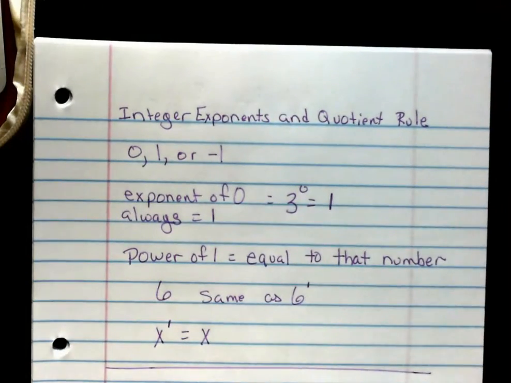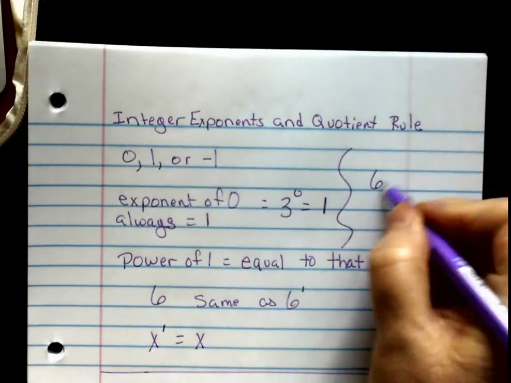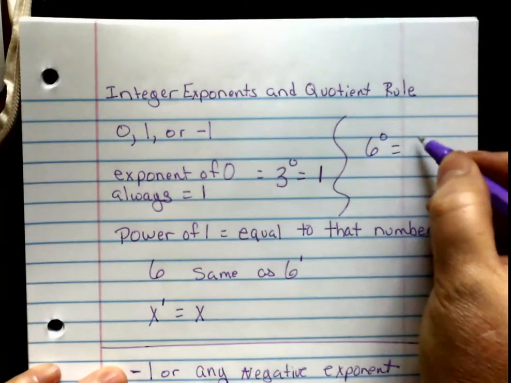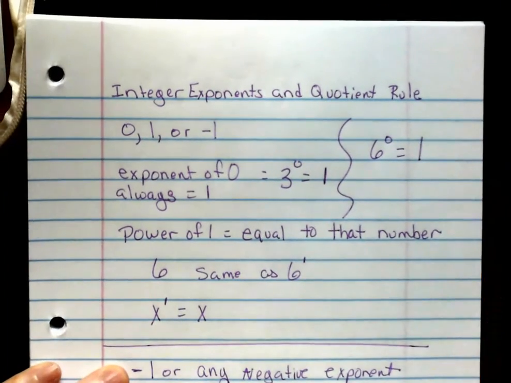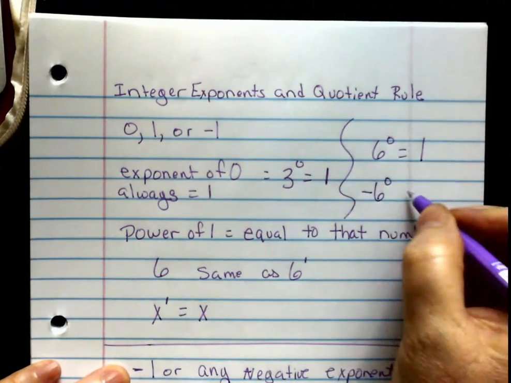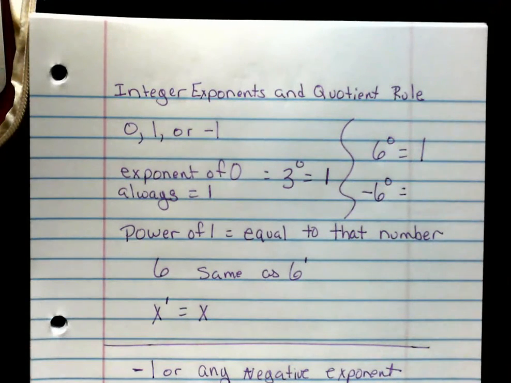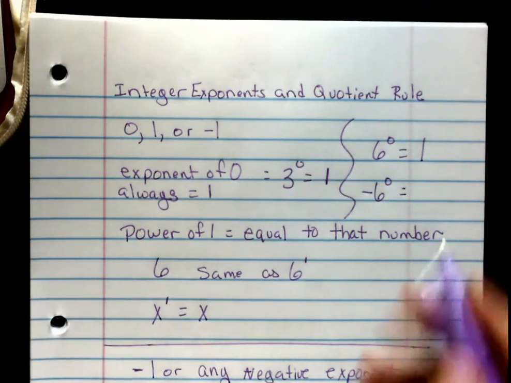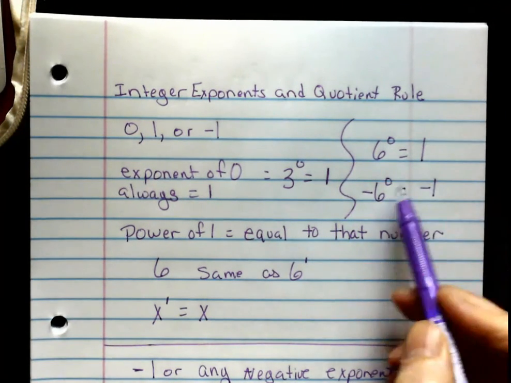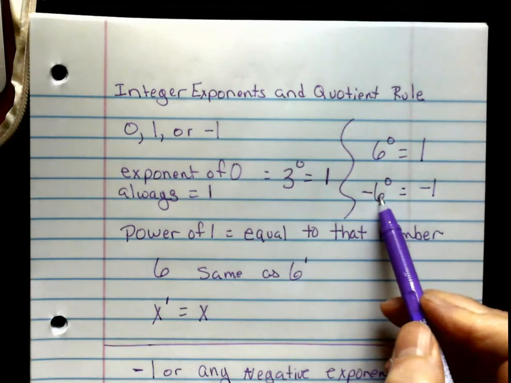So let's take a look at our 0 again and do some practices. 6 to the 0 is equal to what? 1. But what is -6 to the 0? And that is equal to -1. Now remember, that's because the negative stays in front, and it's just 6.